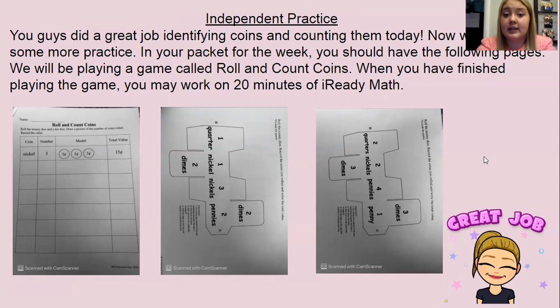When you are finished playing the game, you may work on 20 minutes of iReady Math, or if you are doing math small group / rotations, you are going to work on that. So go ahead and get to work.